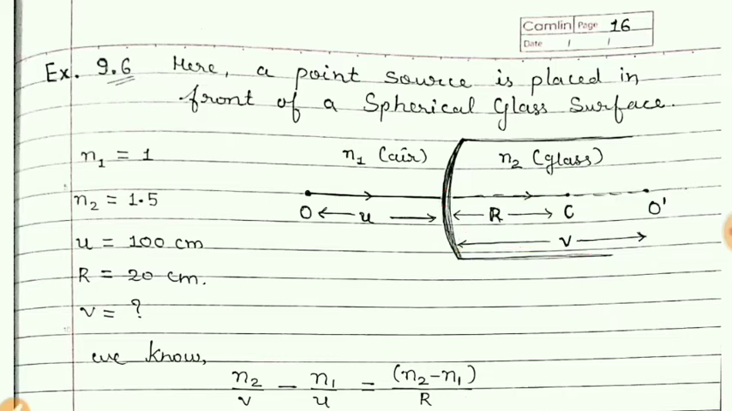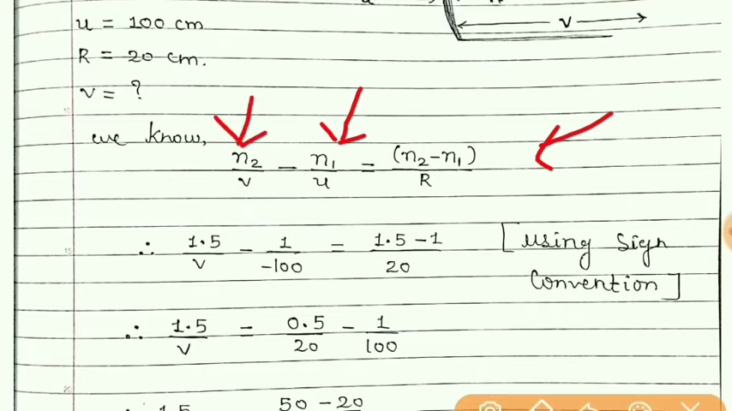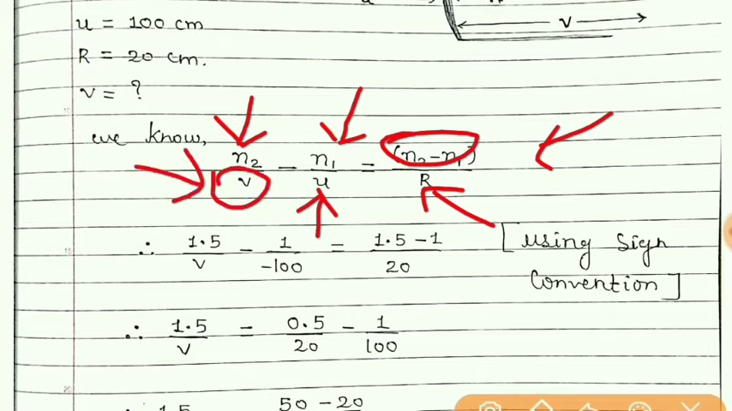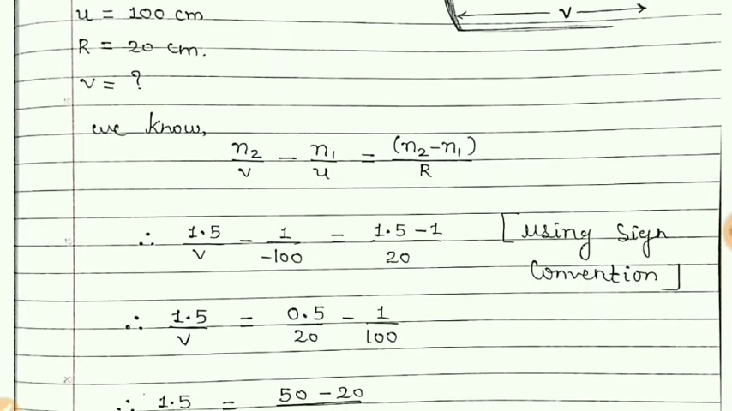So students, simply we have to apply the formula which we have derived for the spherically curved surface, and that is this. Now n1 is given, n2 is given, object distance is given, and the radius of curvature r is also given. The only unknown is this v. So simply put in all the given values, but whenever you put the values of u and r, then use the sign convention.